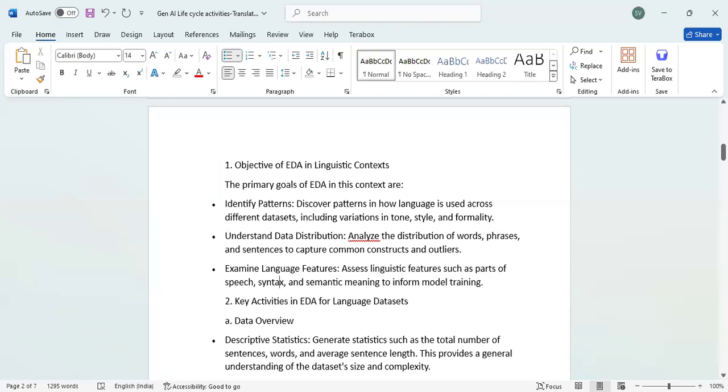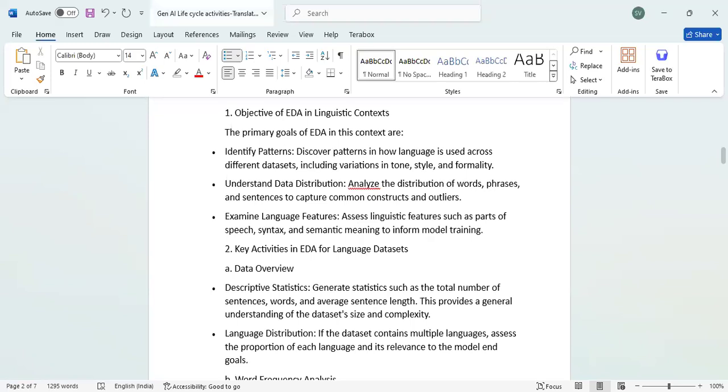Examine language features. Assess linguistic features such as parts of speech, syntax, and semantic meaning to inform model training. Normally, this is not related to our service, it is related to speech services anyhow.